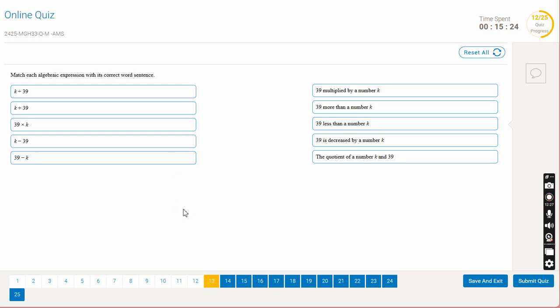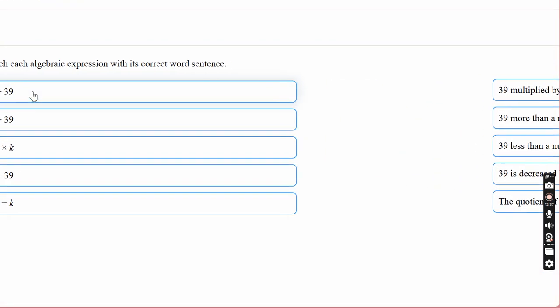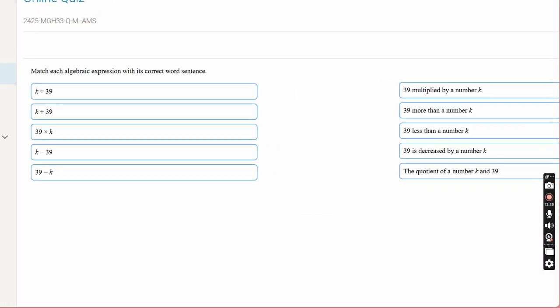Okay, now here, don't get confused. I know a lot of people get worried about the word problems, but we will do it one by one. So first of all, let's start with k divided by 39. Now, k divided by 39 is straightforward. You only have one answer here with quotient written in it, and it's a number k and 39.